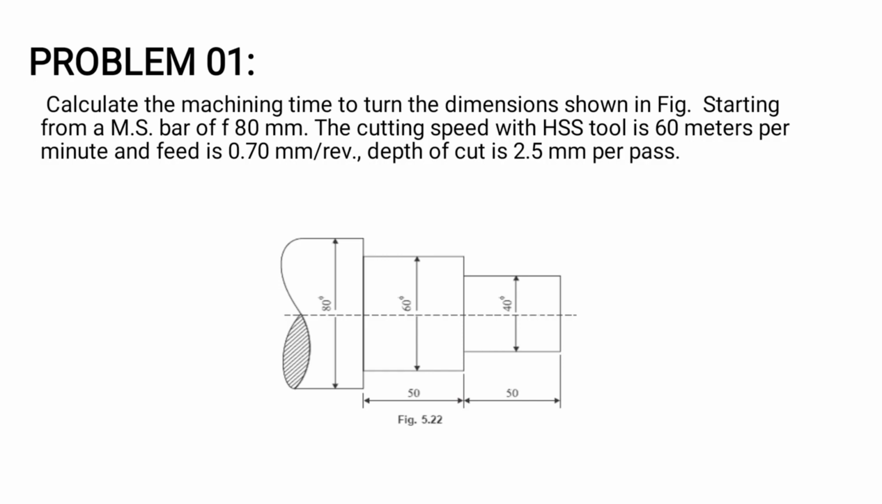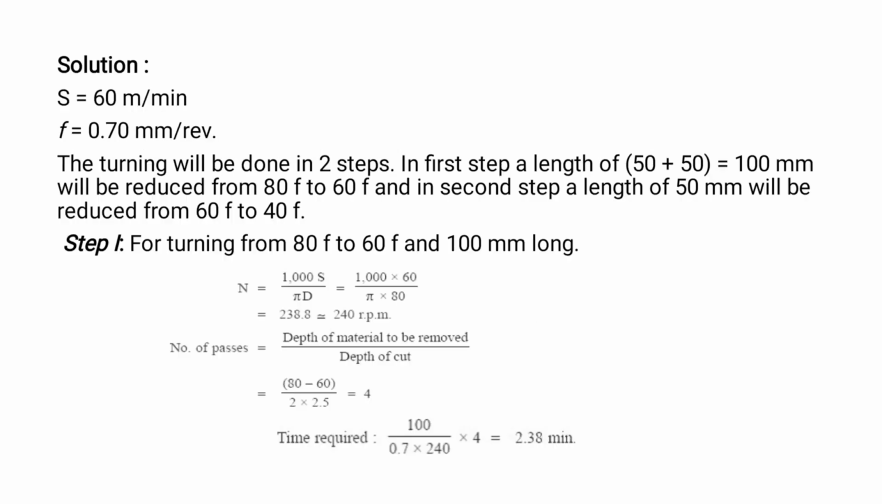Problem. Calculate the machining time to turn the dimension shown in the figure, starting from a mild steel bar of 80 mm. The cutting speed of the HSS tool is 60 meters per minute, the feed is 0.70 mm per revolution and the depth of cut is 2.5 mm. It is the figure given. We have to cut the step, and find out the machining time calculation.